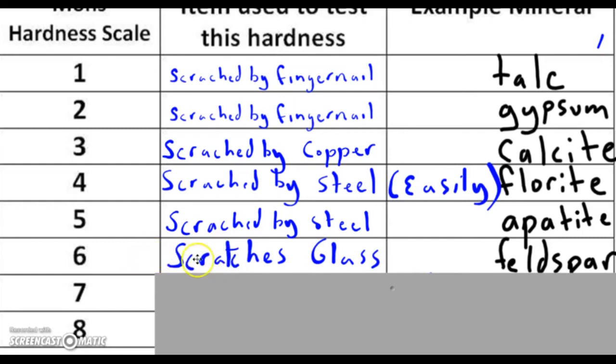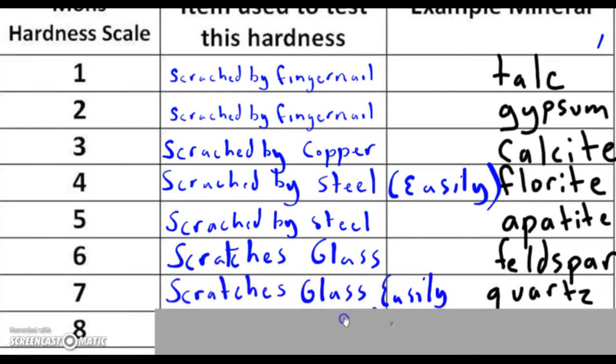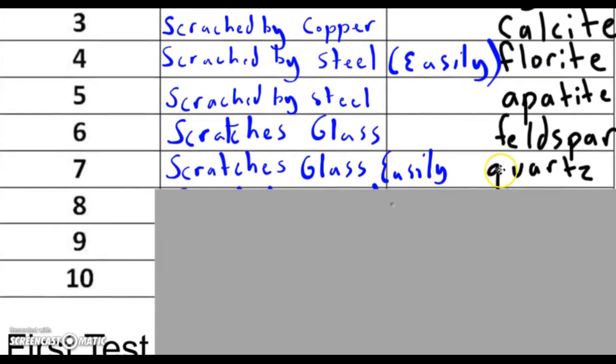You don't want to use glass to scratch something else, because you might start getting splinters and stuff. But a 6 will scratch glass. A 7 will scratch glass easily, not even hard to do. And that example is quartz.